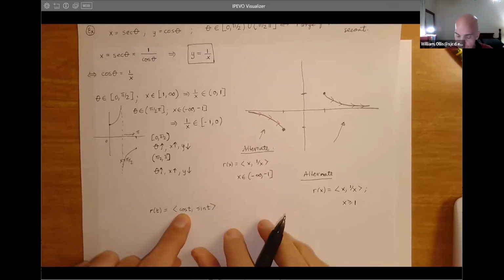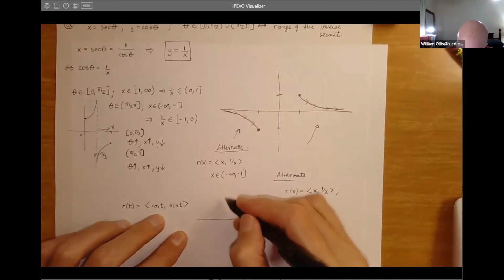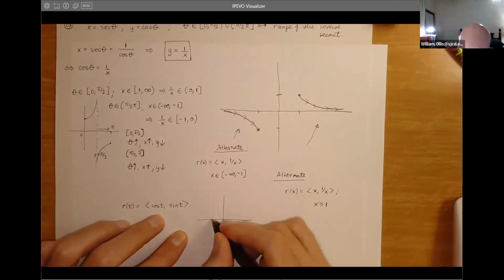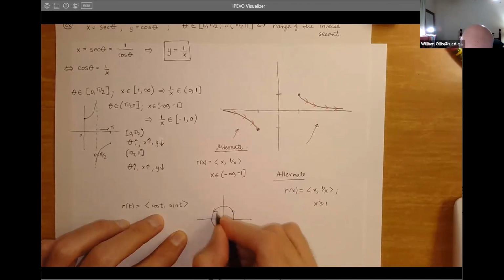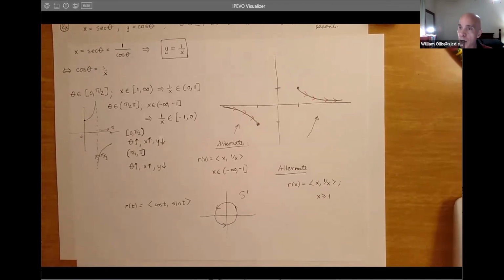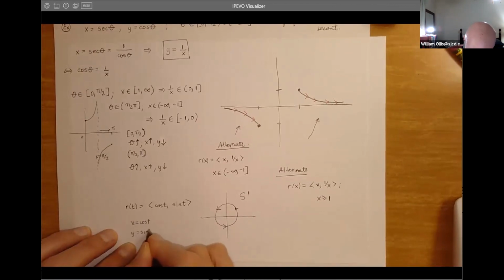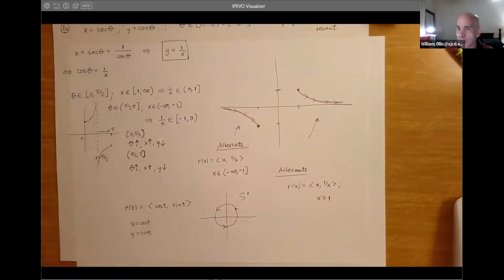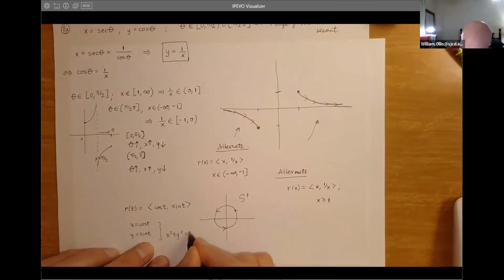Well, that's the X coordinate of the unit circle. That's the Y coordinate. And what would that be? That'd be the unit circle. So you already know a really useful parameterization with sines and cosines, and that would just look like this, unit circle, S1. And why do we know that? Well, X equals cosine T, Y equals sine T. I mean, this is so easy, you don't even have to think about it. And then X squared plus Y squared, of course, is just one.